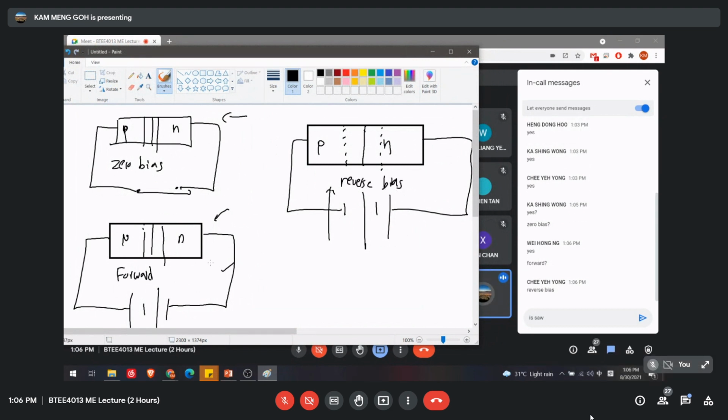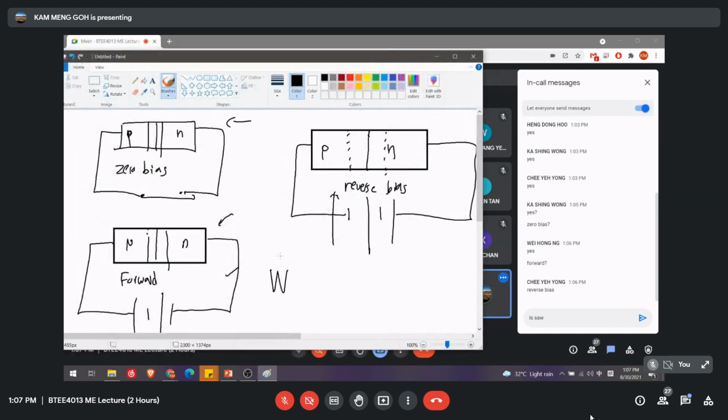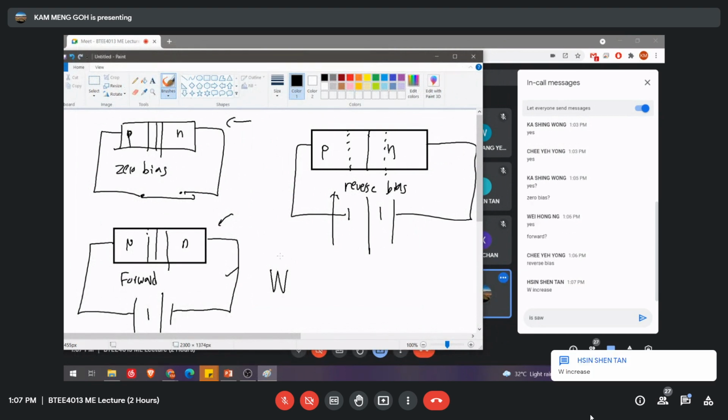So when we are talking about the forward bias and the reverse bias, how does the width change? Can anyone tell me? Let's say it's in the reverse bias. What will happen to the width of the transition region? This one, the width will increase. Why do you think the width will increase?